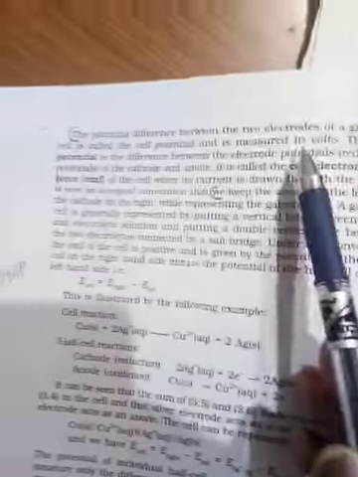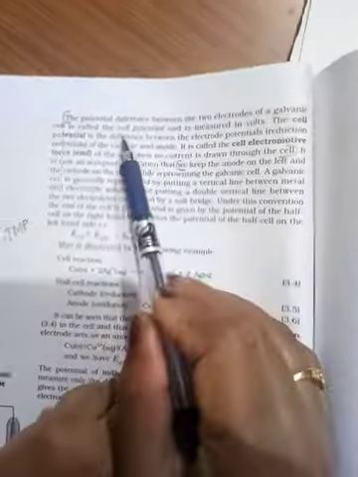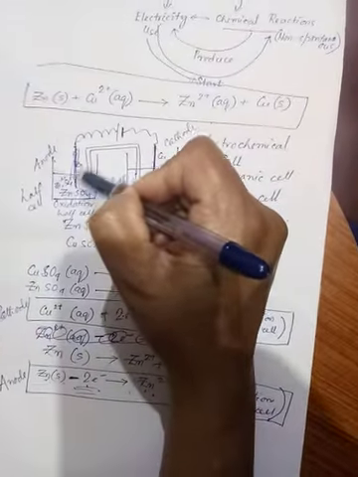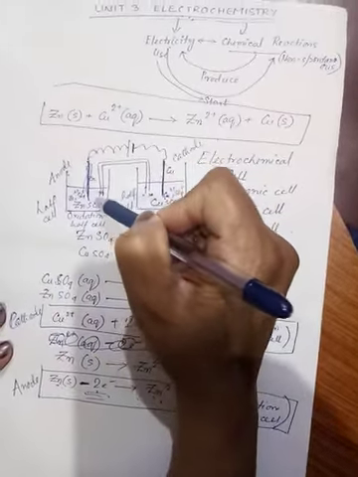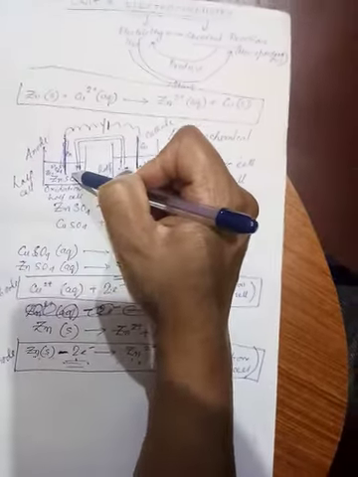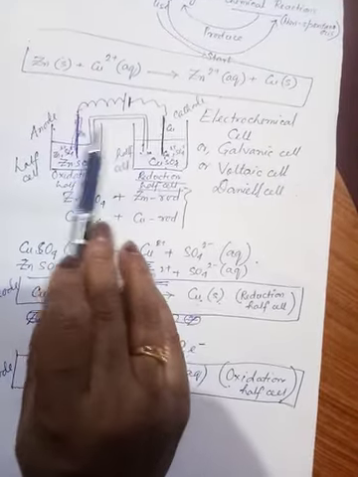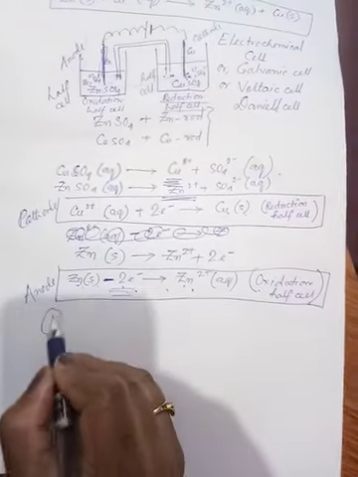Then how do we represent them? That is given in a more elaborate way. The potential difference between the two electrodes of a galvanic cell is called the cell potential and is measured in volts. You have to be very careful in understanding. The potential difference between an electrode and the electrolyte is called electrode potential, but the potential difference between one side and the other side is called cell potential. Please know the difference.